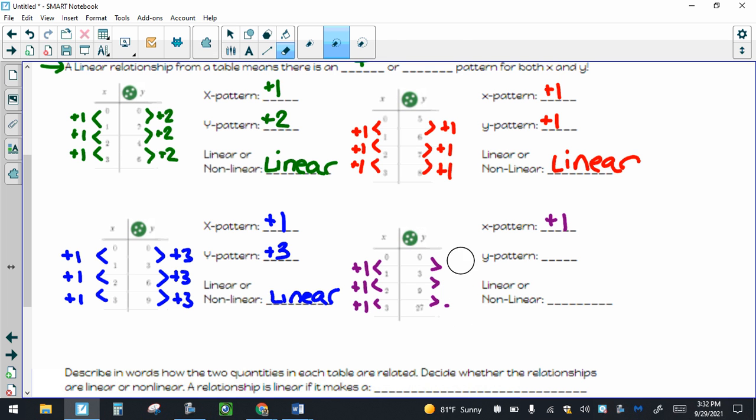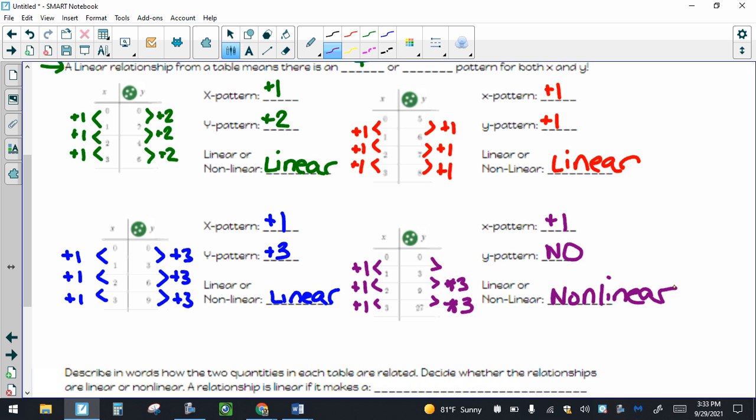So some of you may have also noticed that there's not an adding pattern for this one. It's more like a multiplying. 0 to 3 doesn't work, but from 3 to 9, I could times 3. And from 9 to 27, I could times 3. But 0 times 3 is not 3, so there is no Y pattern at all. This guy is an example of what it means to be nonlinear.